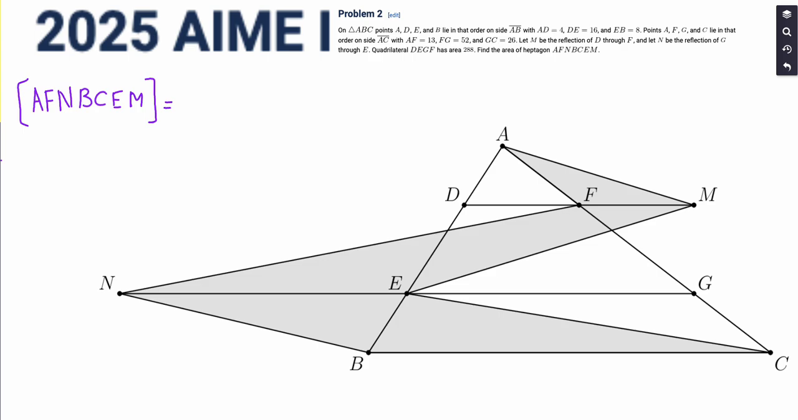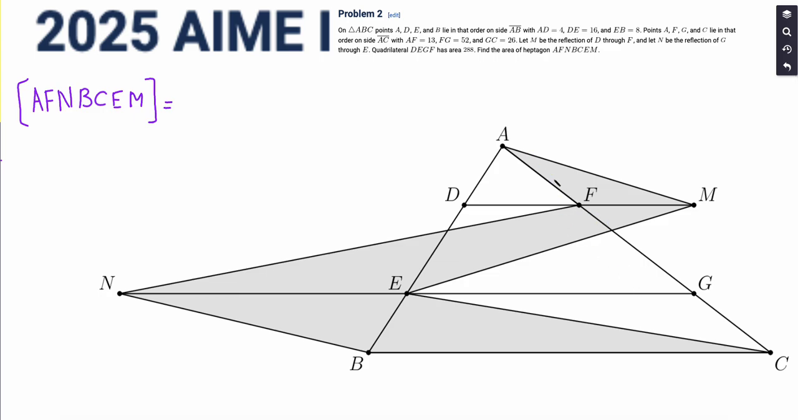Welcome to problem 2 of the 2025 AIME 1 problem series. And in this problem, we're given a triangle ABC with points A, D, E, and B that lie on this side. We're given points F, G, and C that lie on side AC, and we're given some lengths for each of those segments.